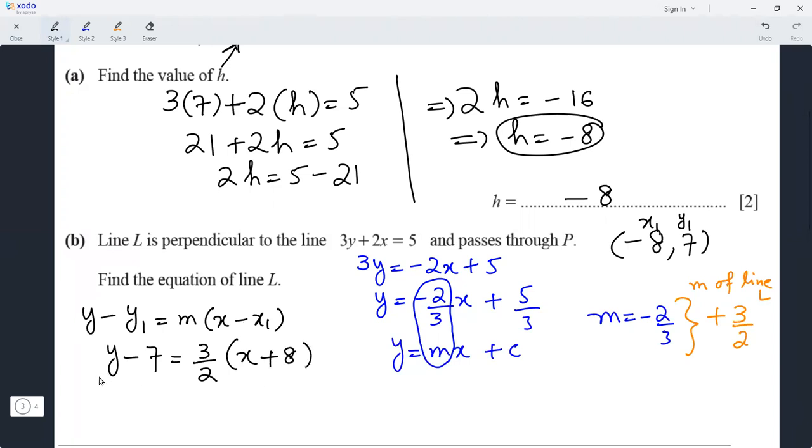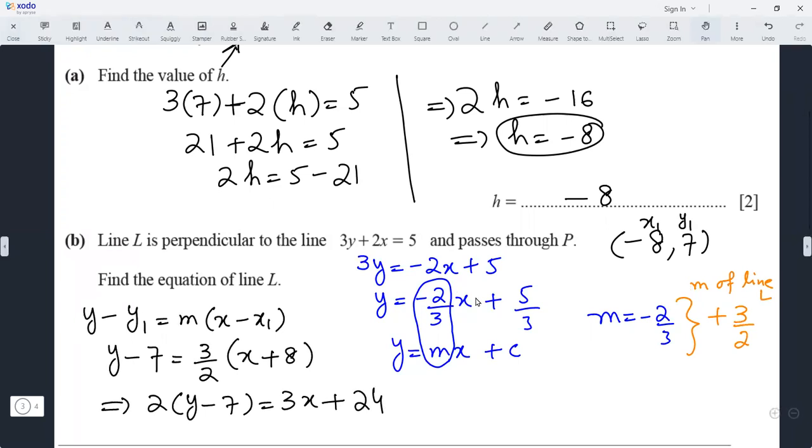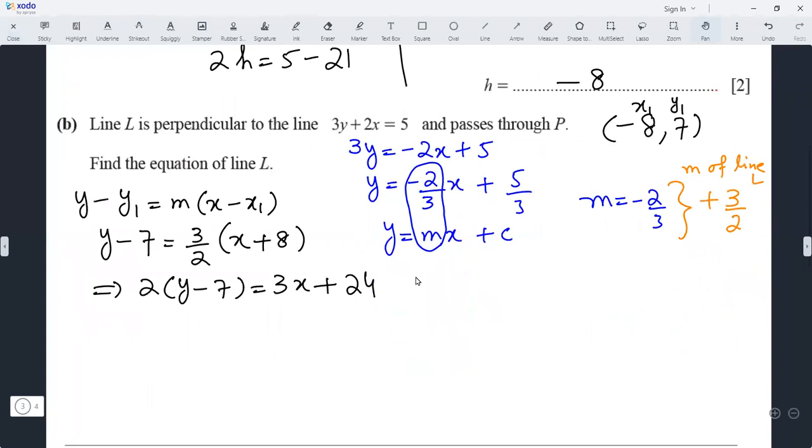Now cross multiply. 2 will be cross multiplied here. 2 times y minus 7 equals 3 will be multiplied inside the bracket. 3 times x is 3x plus 3 times 8 is 24. So what about the next step? In the next step, we have to open the brackets on the left hand side. 2 times y becomes 2y minus 2 times 7 is 14, equals 3x plus 24.